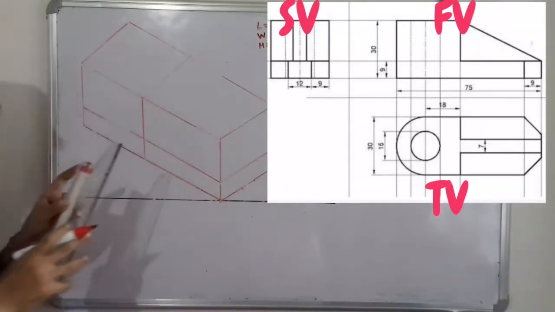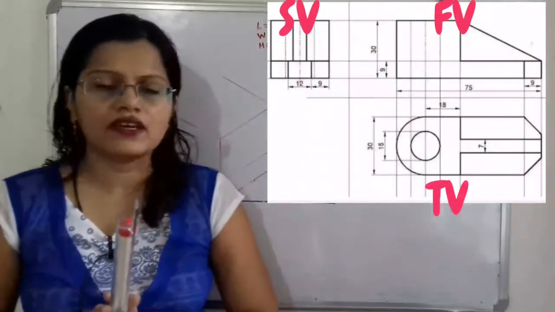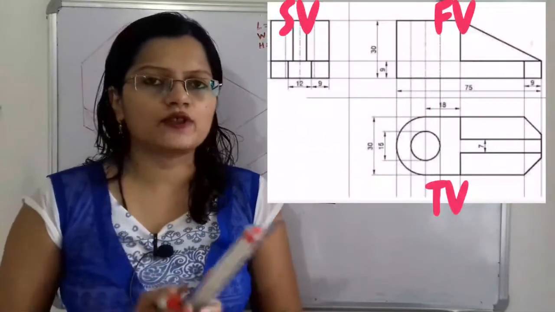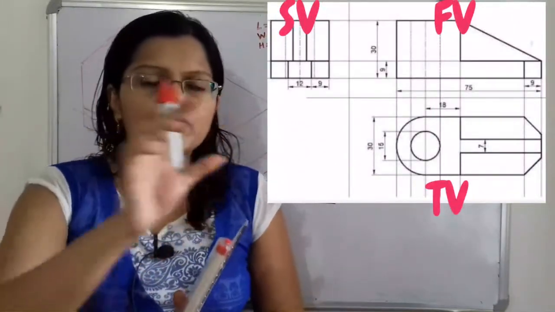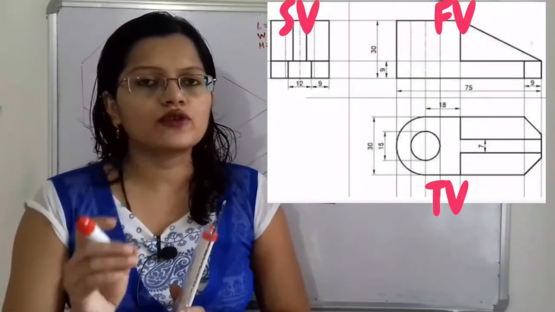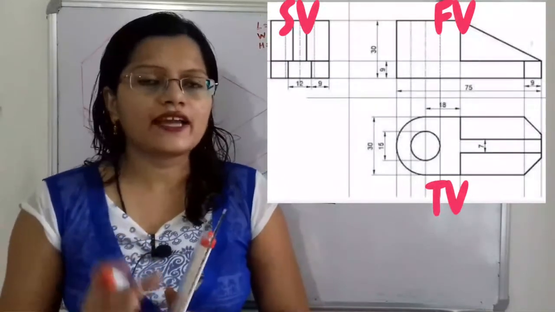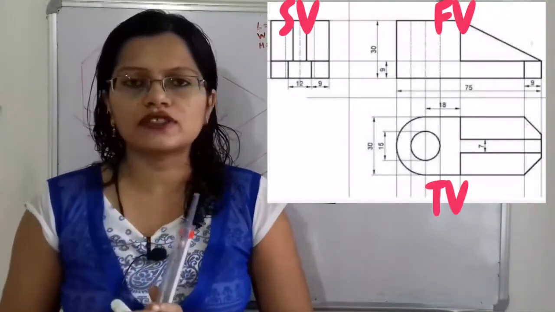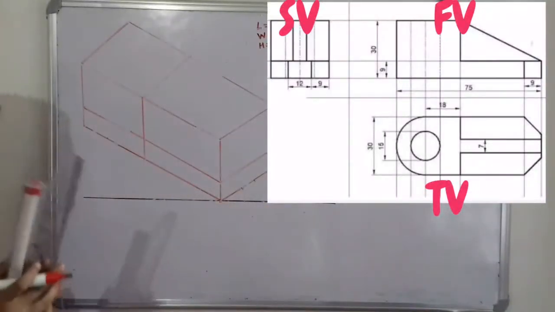we have to use here the projection lines, and projection lines should be faint. In the exam, for the projection lines you have to use the 2H lead pencil, and those projection lines should be faint. And for the construction lines you have to use the H lead pencil, and construction lines should be dark. So for the actual construction I will use the black marker. So these are the projection lines and these are the faint lines.